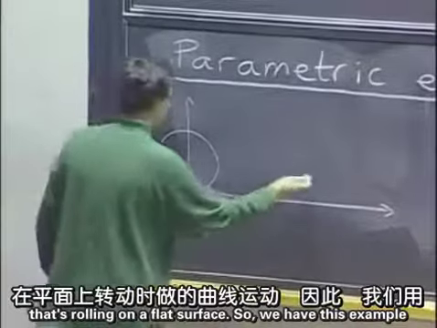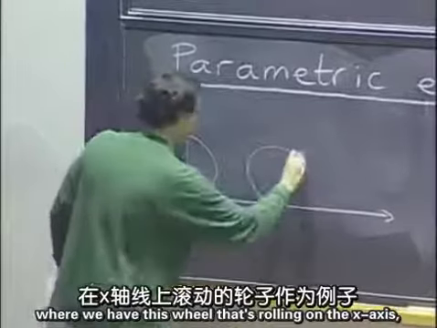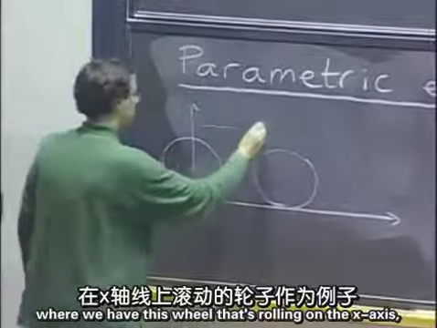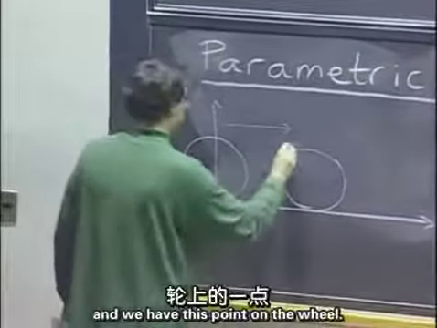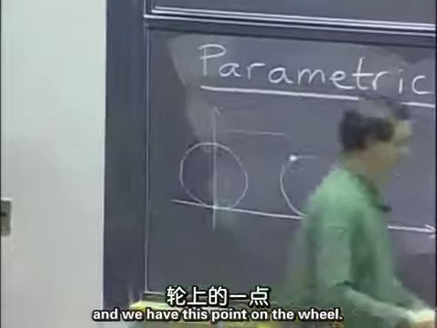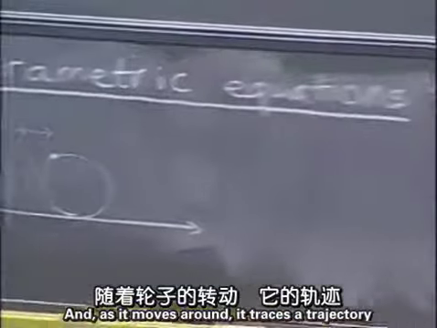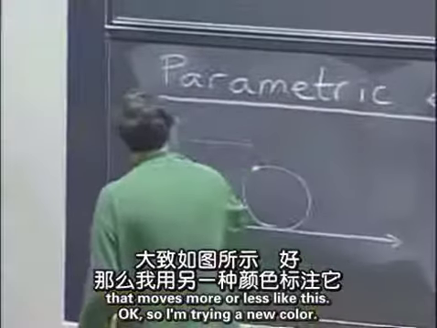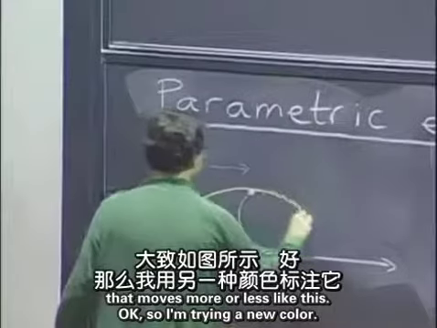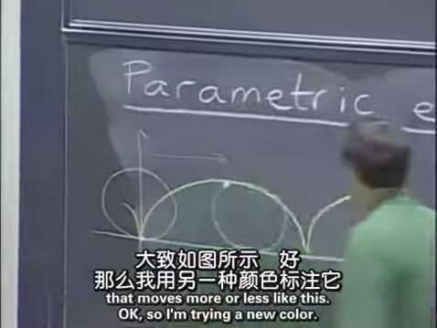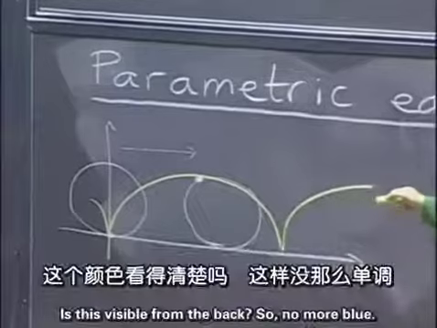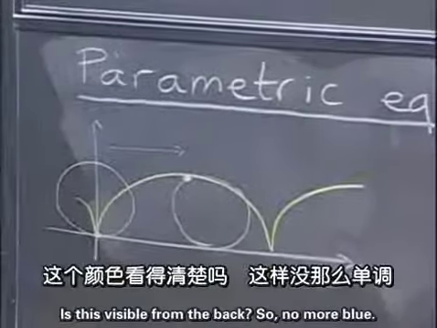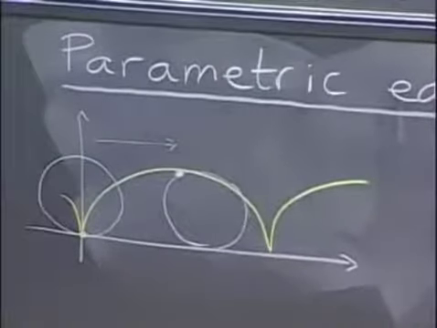So we had this example where we have this wheel that's rolling on the x-axis, and we have this point on the wheel, and as it moves around, it traces a trajectory that looked more or less like this. Okay, so I'm trying a new color. Is this visible from the back? Good. So no more blue.